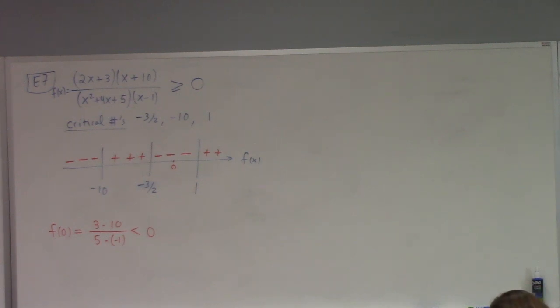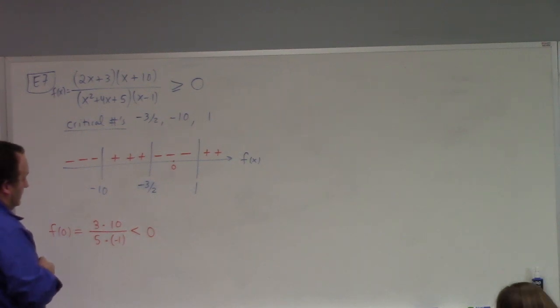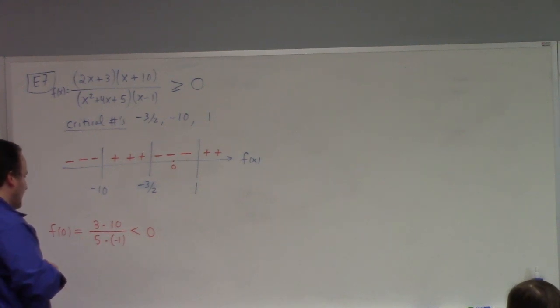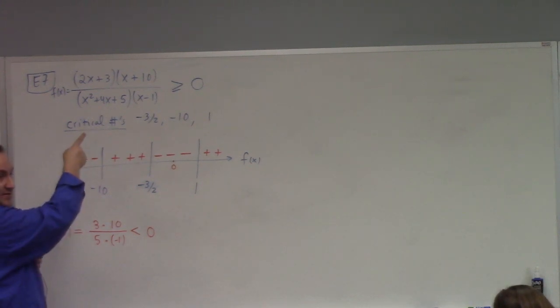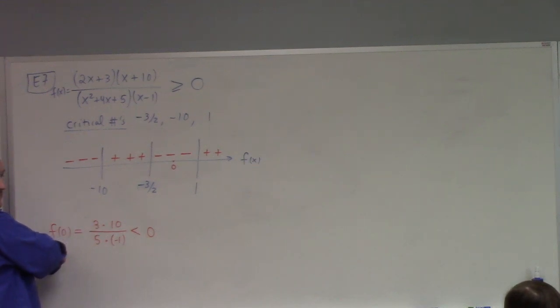Yep? Why is the f of 0 not equal to 0? It doesn't have the line under, why is it not equal to 0? Oh, well, yes. What that means is that 0 is not in the solution set. We're looking for all x where the inequality happens, and this apparently is one x where it doesn't.